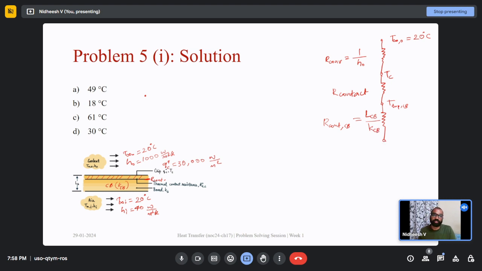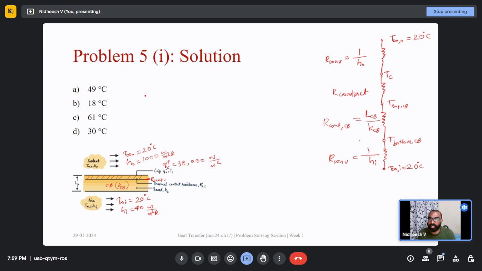Then do we have any more resistances? Convective resistance between air and the bottom of the circuit board. Yes, we have convective resistance here, given by 1 by Hi, and this temperature is T infinity I equal to 20 degrees Celsius, and say this is the temperature at the bottom of the circuit board.